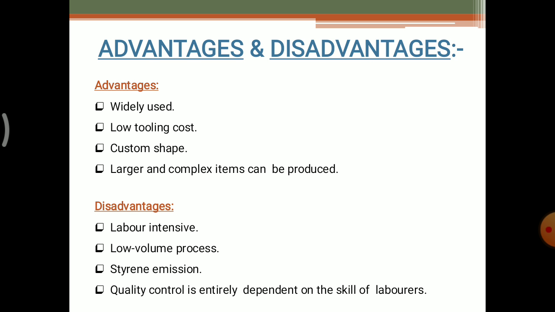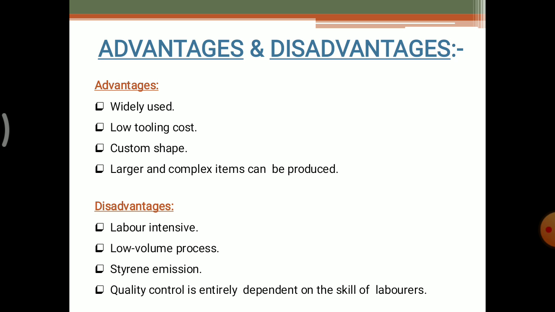Next, going to the advantages and disadvantages of the hand layup method. First of all, the advantages. It is widely used. In small scale industries as well as medium scale industries, the hand layup method is widely used for continuous production, that is mass production. Mass production means a single product having thousands of replicas, a single type of product made in a wide range. So it has been widely used in mass production.